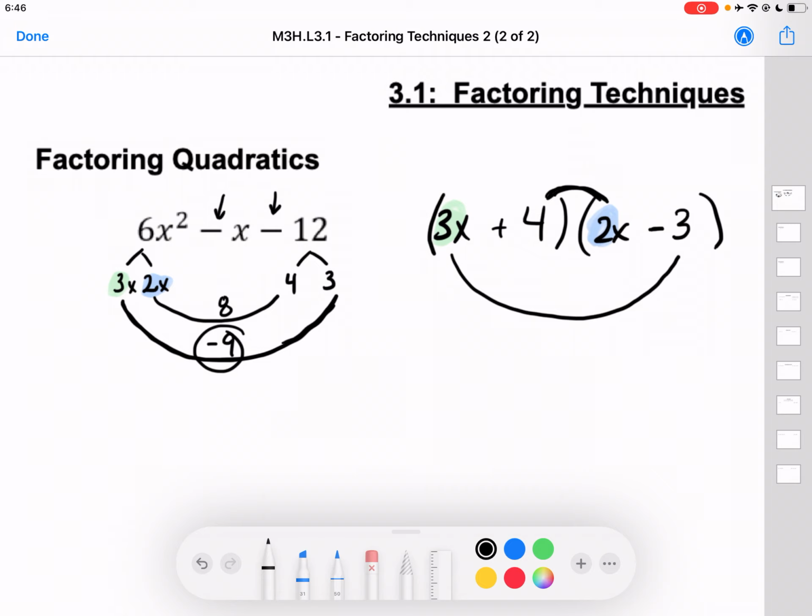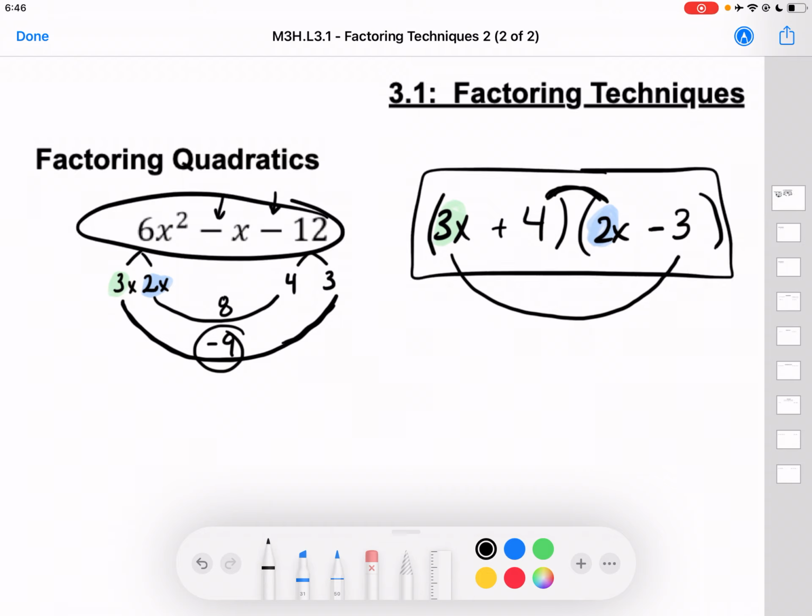If you multiply everything out and actually FOIL it, you should get back to this original problem. So 3x times 2x is 6x squared. You'll notice you get the negative 9x, positive 8x. That will give you negative 1x. And then 4 times negative 3 does give you, in fact, the negative 12. So always check your answers, even if it's just at least the middle terms. I should say the inner terms and the outside terms.